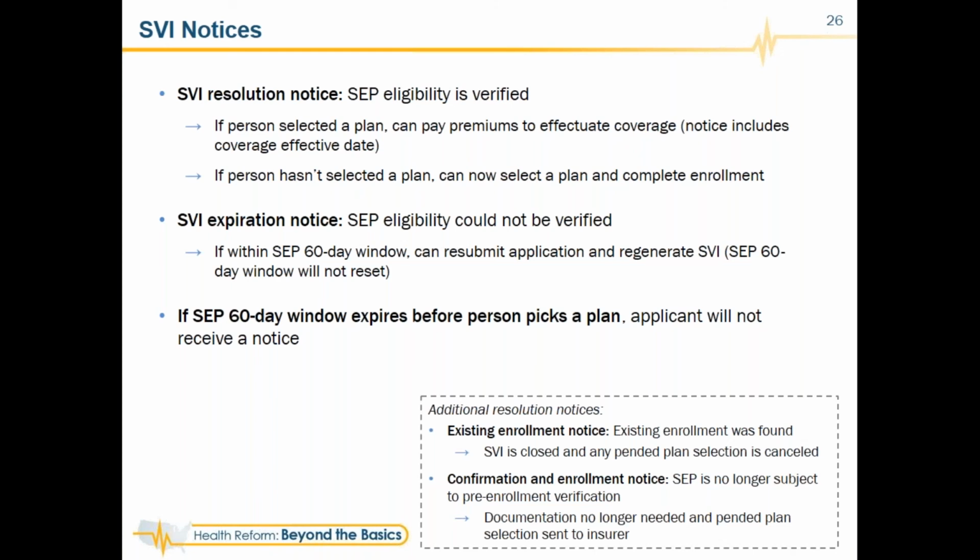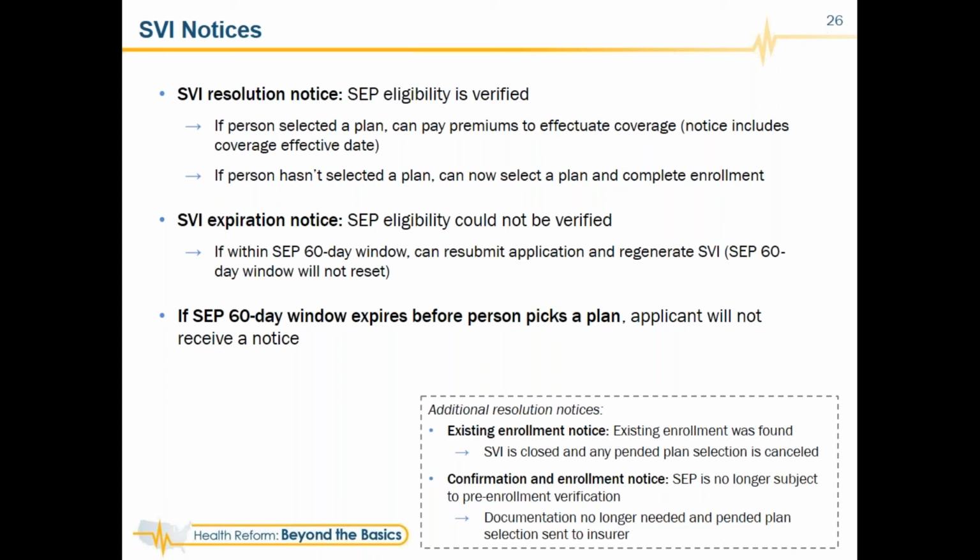If the SEP 60-day window expires before a person selects a plan, the person will not receive a notice. We understand that in some circumstances, people may want to delay selecting a plan, but it is risky. Because if they miss their SEP window, they will have to wait until the next open enrollment period, or if they become eligible for a different SEP, I guess. And it's probably good to discuss this with consumers whenever they're considering a delay in selecting a plan.